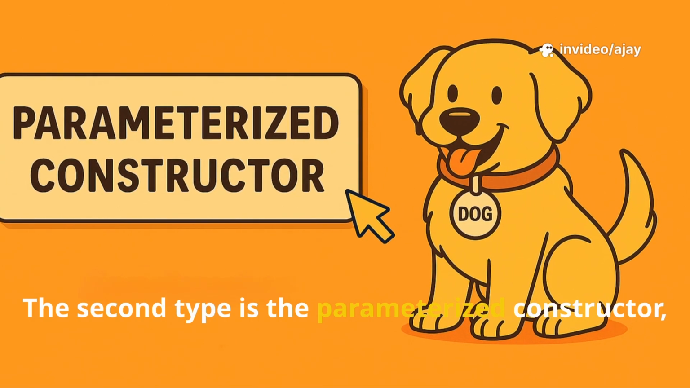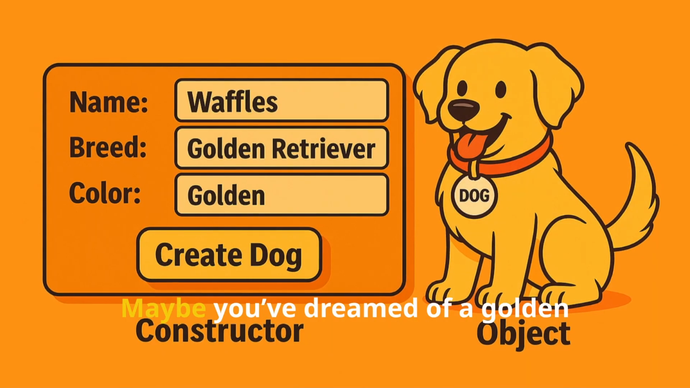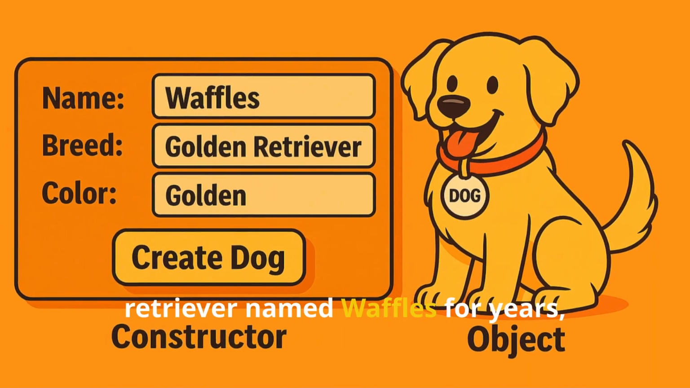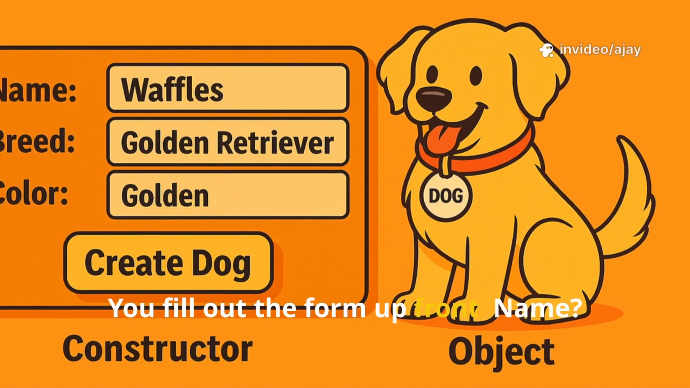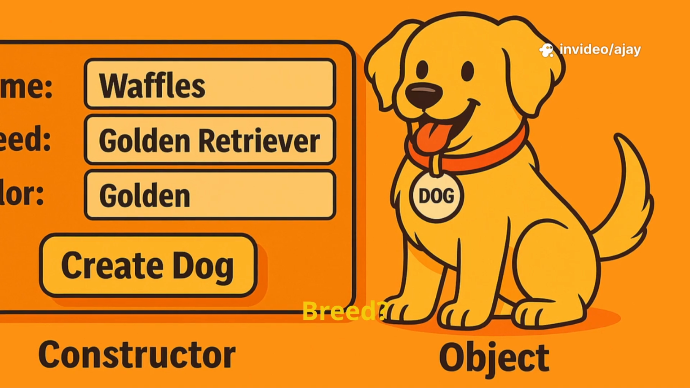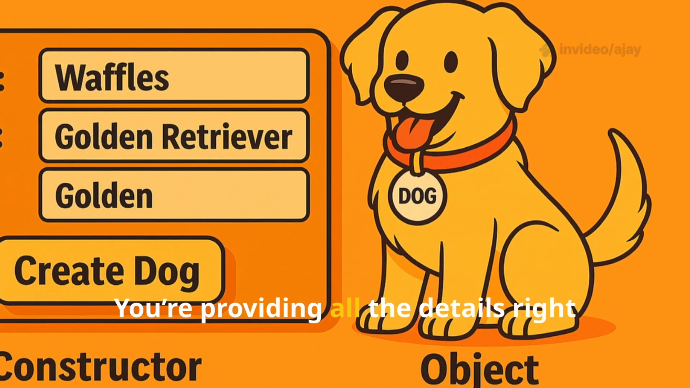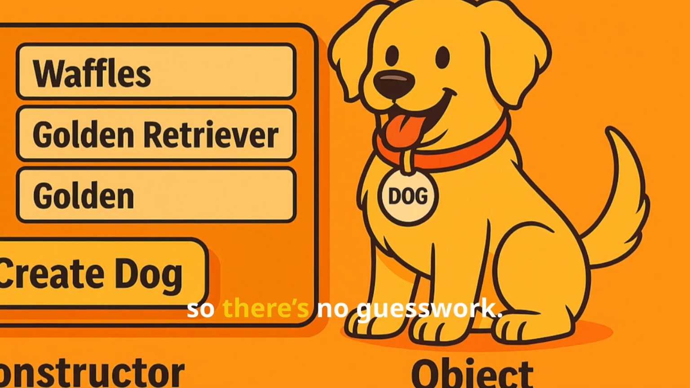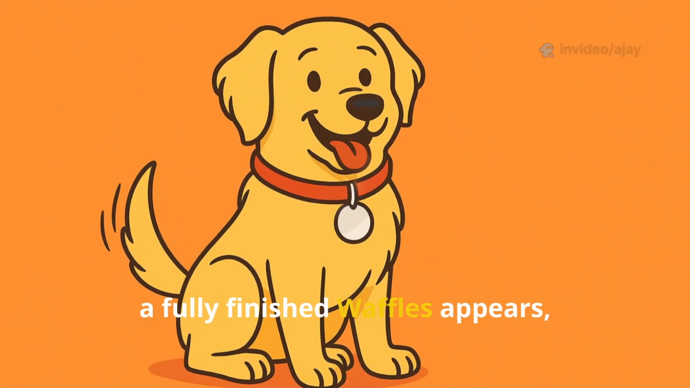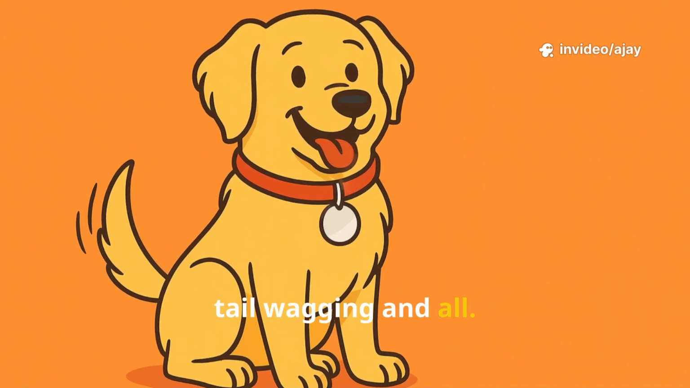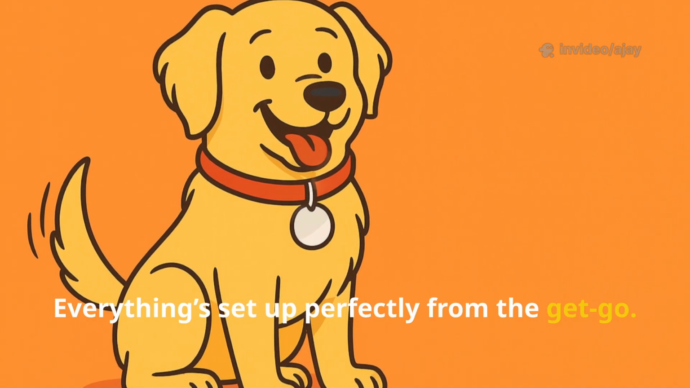The second type is the parameterized constructor, used when you already know exactly what kind of dog you want. Maybe you've dreamed of a golden retriever named Waffles for years, and you want to skip the generic step. You fill out the form up front. Name, Waffles. Breed, golden retriever. Color, golden. You're providing all the details right from the start, so there's no guesswork. Then you hit create, and just like that, a fully finished Waffles appears, tail wagging and all. No need to go back and edit anything. Everything's set up perfectly from the get-go.